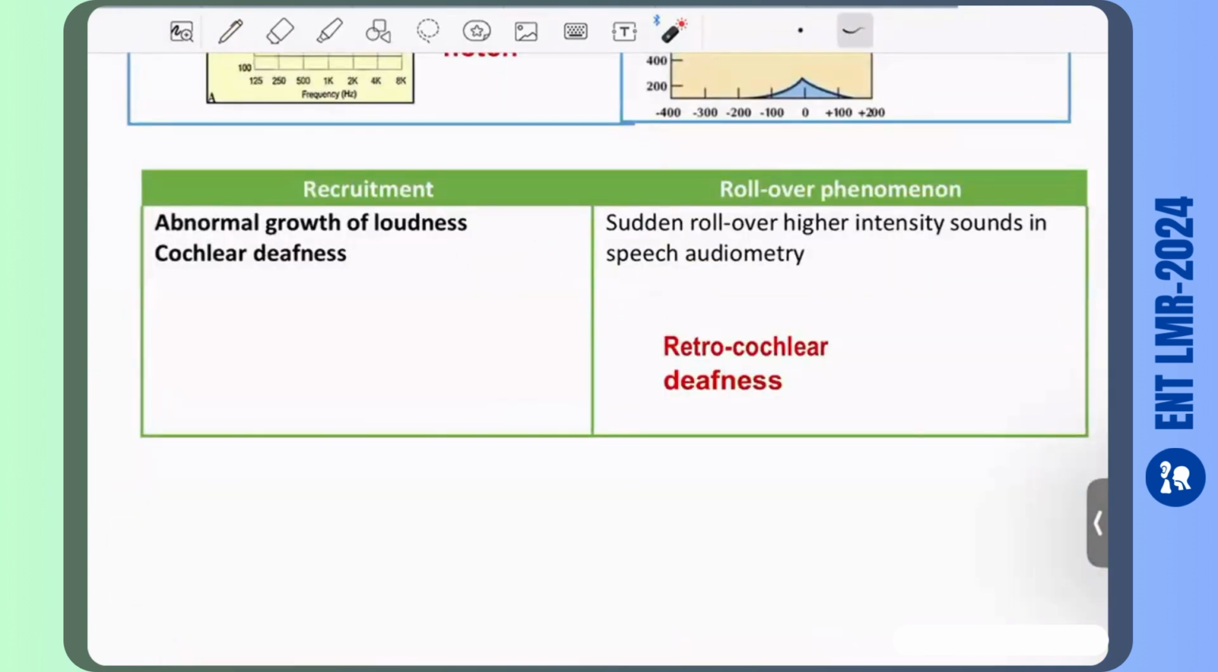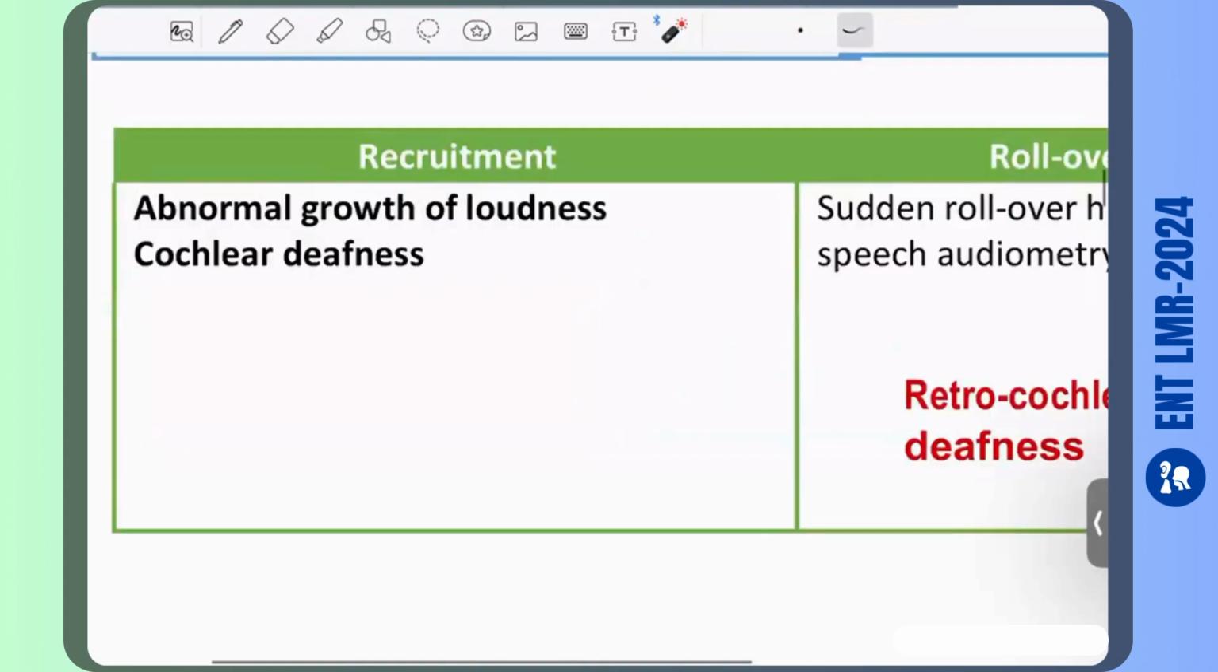Now we can enter into important objective diagnosis, very, very important. Let me introduce you to two new words: recruitment phenomenon and rollover phenomenon. See here, for example, this ear is not hearing. Suddenly, if it hears more than normal, it is called recruitment phenomenon. One ear is normal, right ear is abnormal, right ear 10 decibel, 20 decibel, 30 decibel, 40 decibel, 50 decibel, nothing is heard. Suddenly 60 decibel is heard more than normal. So sudden abnormal growth of loudness is called recruitment phenomenon.